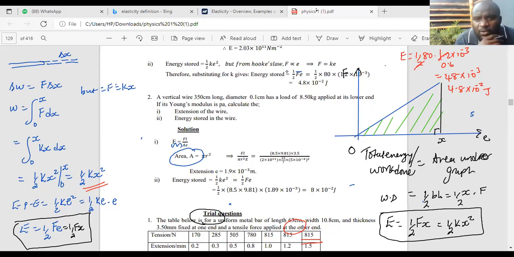I get you. Yes, we are getting you right. A vertical wire of 350 centimeters long, diameter of 0.1 centimeter, has a load of 8.5 kg applied at its lower end. If its Young's modulus is... So I'm not given the Young's modulus. I think there's an error there. Young's modulus must have been 2 exponent 11. Okay, 2 exponent 11. Let's calculate the extension of the wire, then the energy stored in the wire.